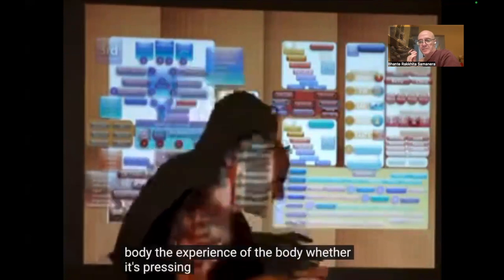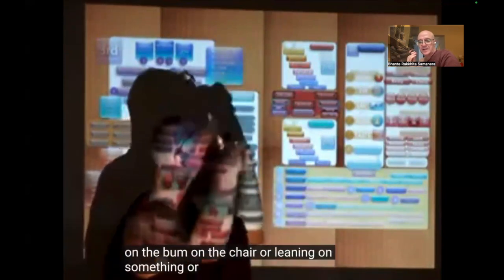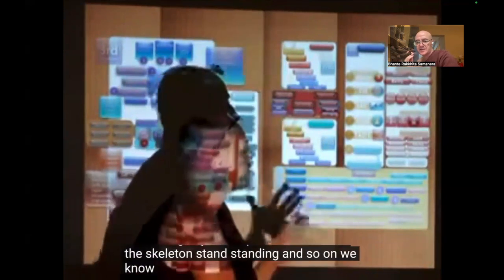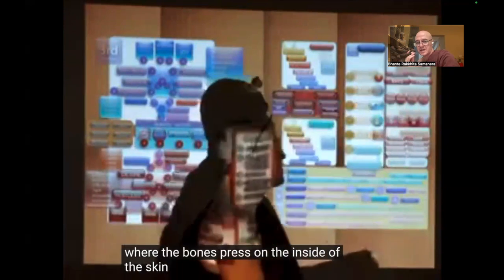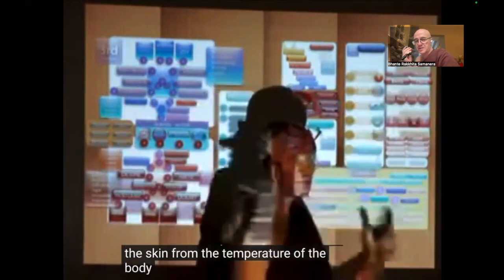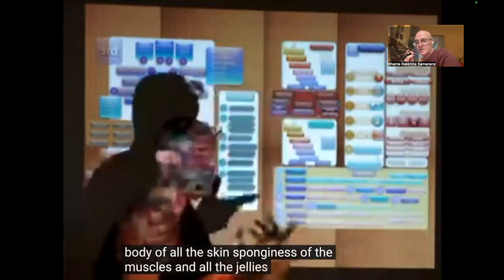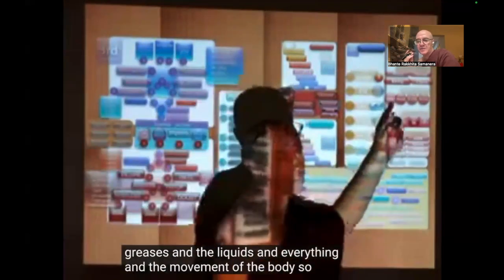The experience of the body, whether it's pressing on the floor with the feet, on the bum on the chair, or leaning on something, or just the presence of the skeleton standing, and so on. We know about it through hardness, just where the bones press on the inside of the skin, from the temperature of the body, of all the skin, sponginess of the muscles, and all the jellies and the greases and the liquids and everything, and the movement of the body.